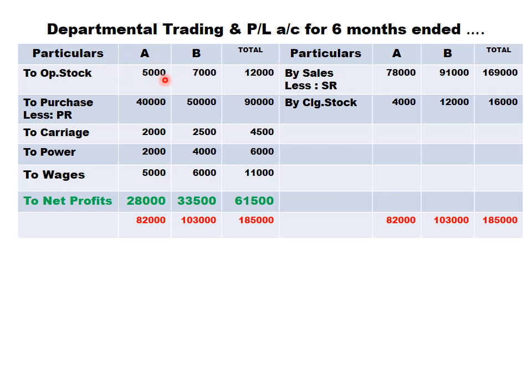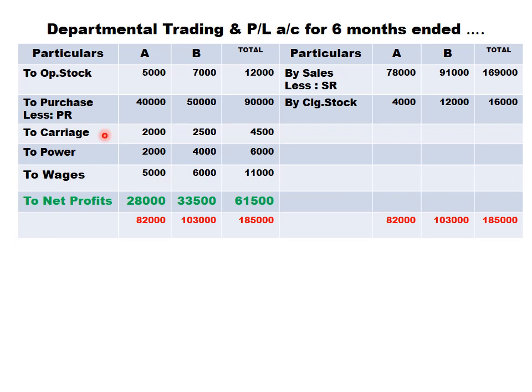Opening stock specifically given in the question for A and B 5,000, 7,000. Purchases less returns, that's 42 minus 2,000, 52 minus 2,000, you get 50,000. So here the purchase returns to be deducted, calculation is not shown. So direct answer being given here. So purchase minus purchase returns, answer 40 and 50,000.